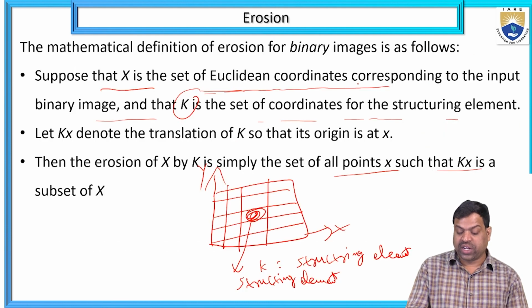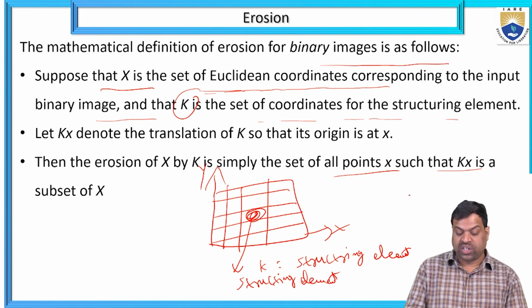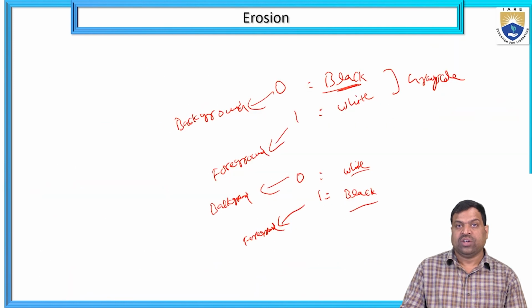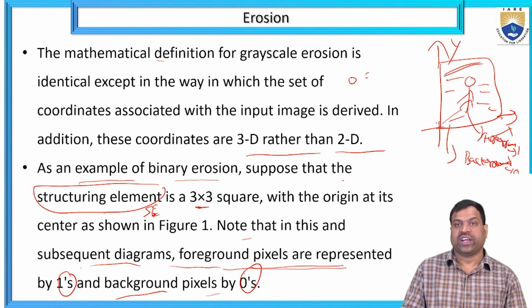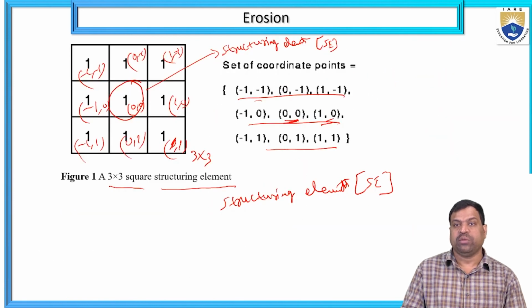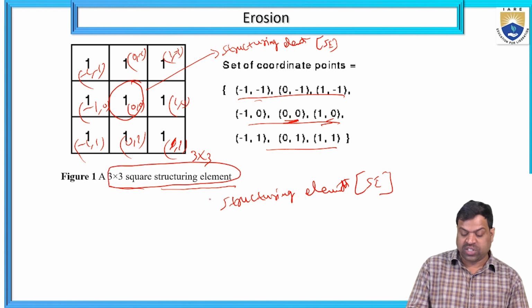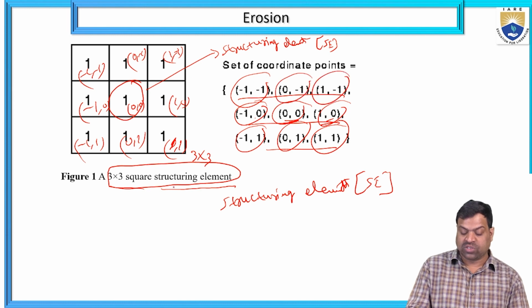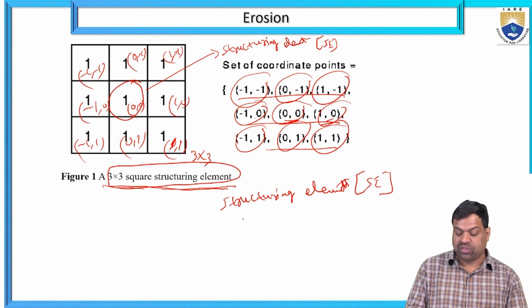And the mathematical definition of erosion for a binary image is as follows. Here X is the set of coordinates and K is the structuring element coordinates. The mathematical definition of grayscale erosion is identical except in the way the set of coordinates is associated with the input image. So here I'm taking a 3 by 3 structuring element. Here the middle one is (0,0). When I take (0,0), what are the surrounding values? The leftmost value is (-1,0), the rightmost is (1,0), and so on: (-1,1), (0,1), (1,1), (-1,-1), (0,-1), (1,-1). So this 3 by 3 square structuring element is applied for the erosion or dilation process.